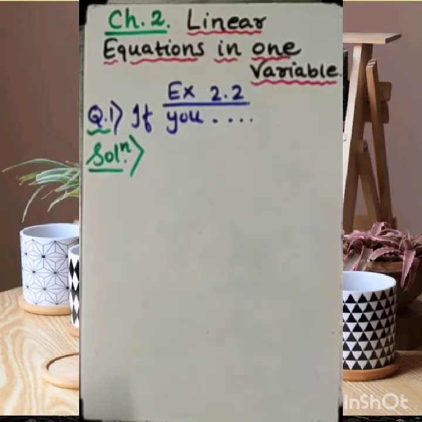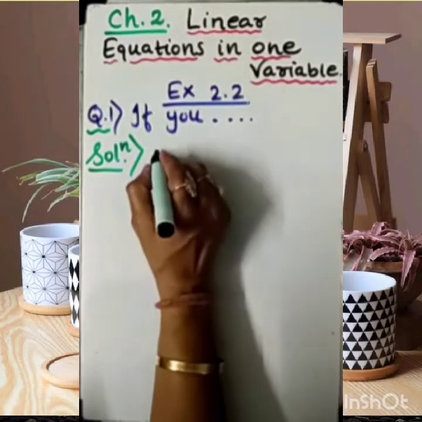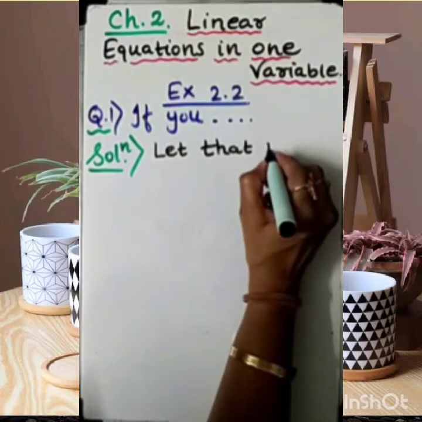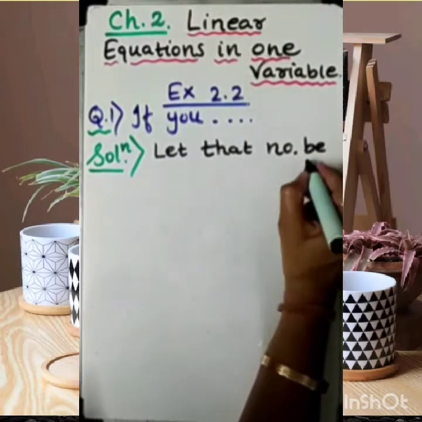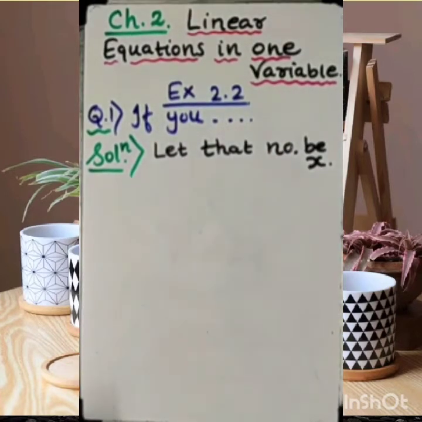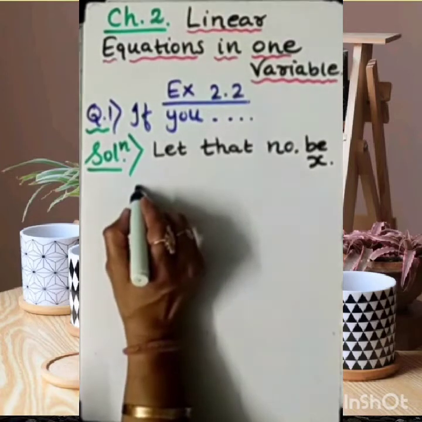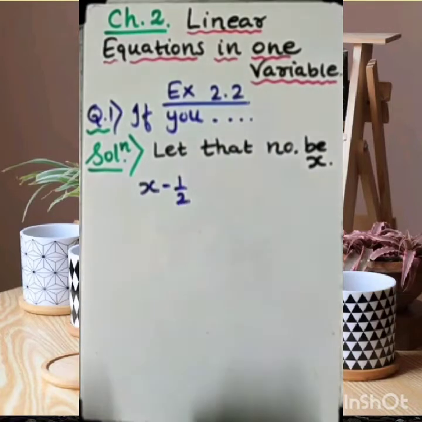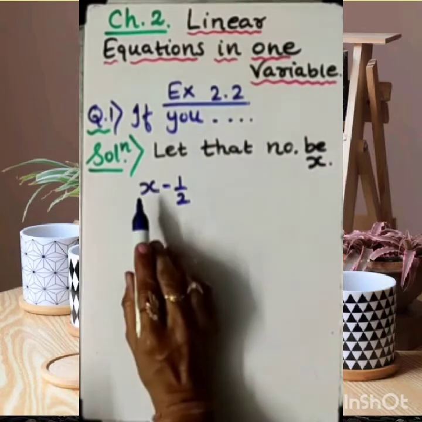So, let's begin the sum. Let that number be x. Now, student, in such a case, we need to form a linear equation after understanding what we are given in the question. So let me read the question again. If you subtract 1/2 from a number, just look at your screen. This is the number x, and we are subtracting 1/2 from it.